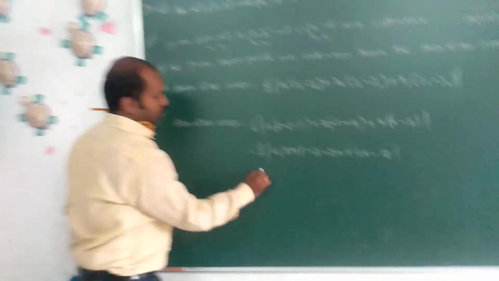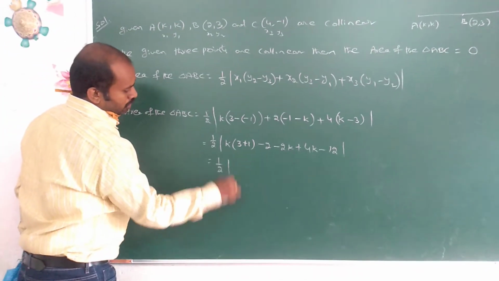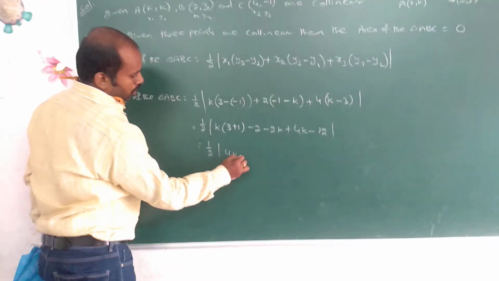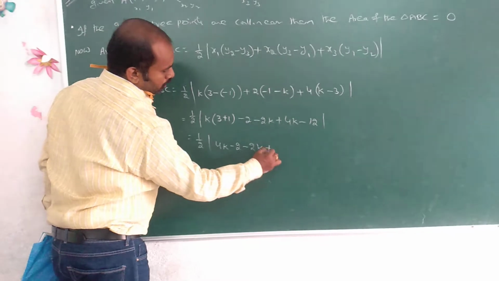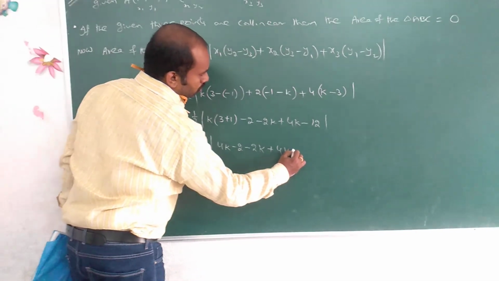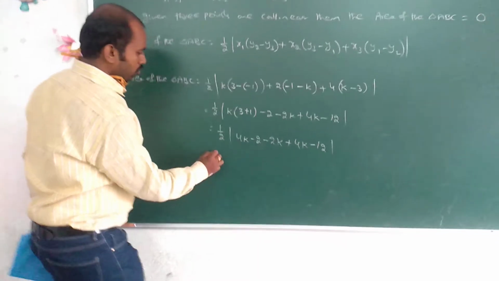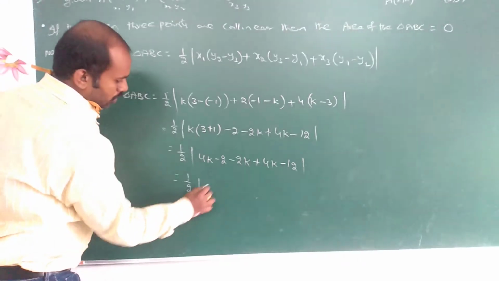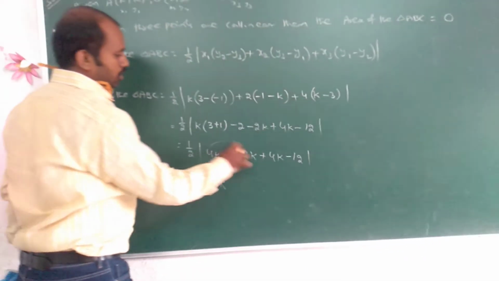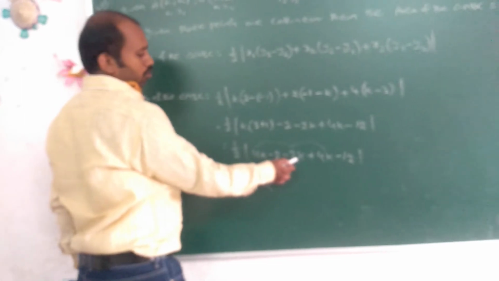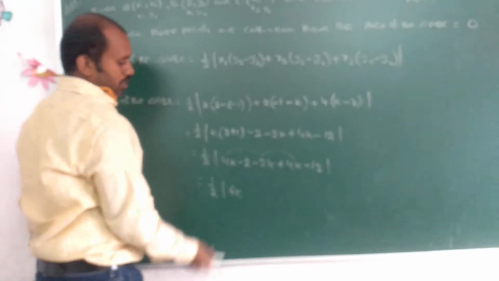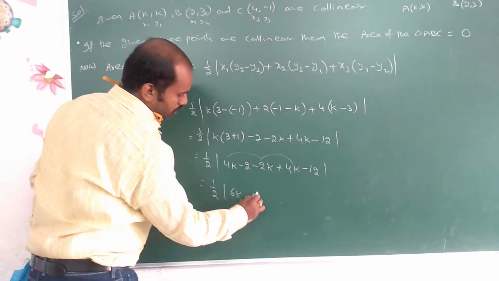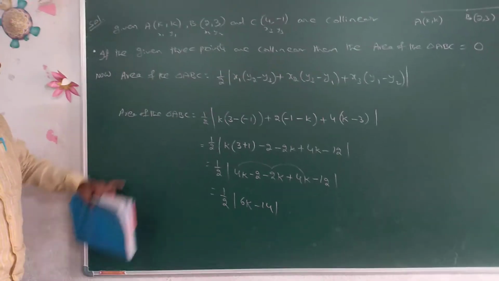Modulus close. Half into the multiplication: first term k into 3 plus 1, 4. 4 into k, 4k minus 2 minus 2k plus 4k minus 12. We simplify now. The k value: first you write 4k minus 2k, that means 2k. 2k plus 4k, that is equal to 6k. Adding the k values first: 4k minus 2k means 2k, 2k plus 4k, that is 6k. Next, constants: minus 2 minus 12, that is equal to minus 14. This is the area of the triangle ABC.